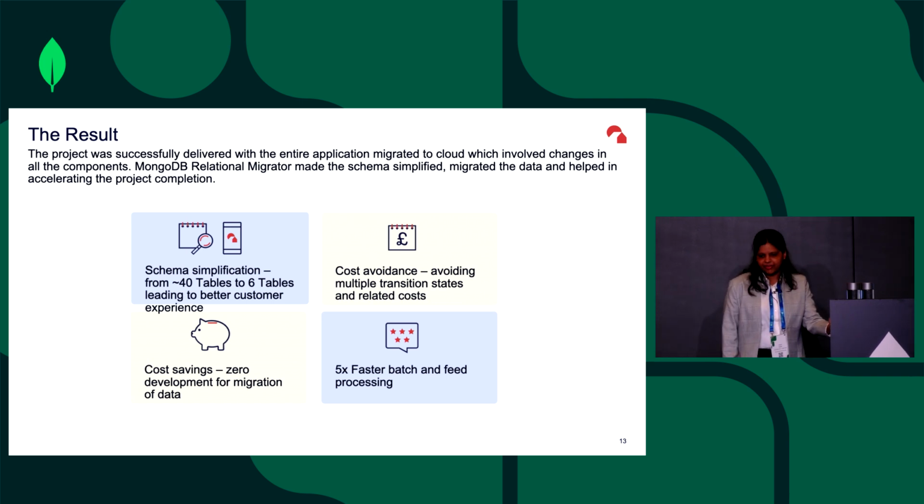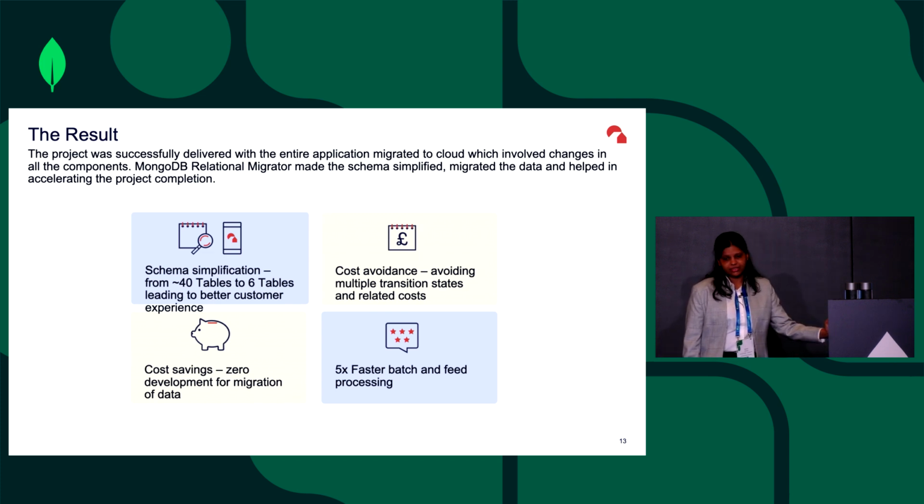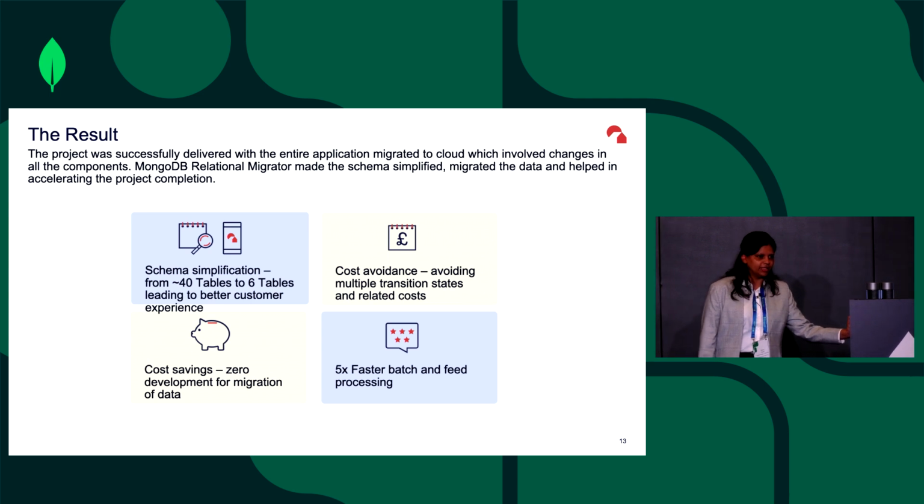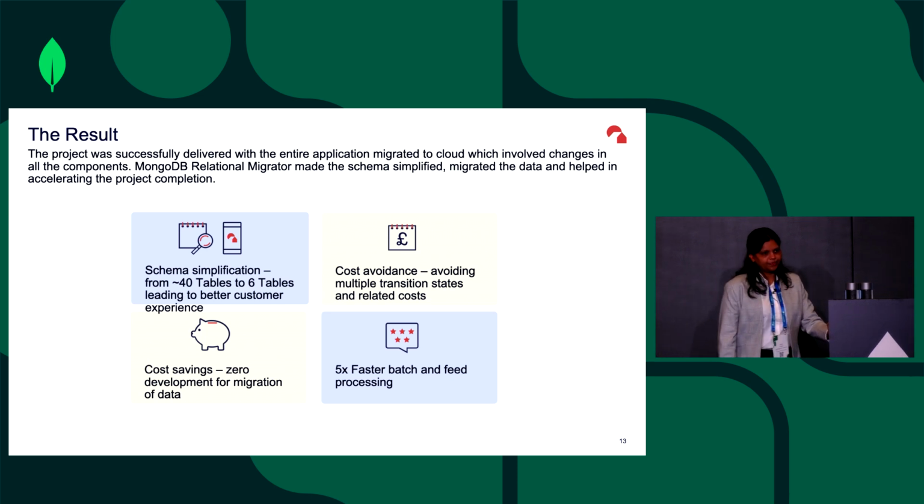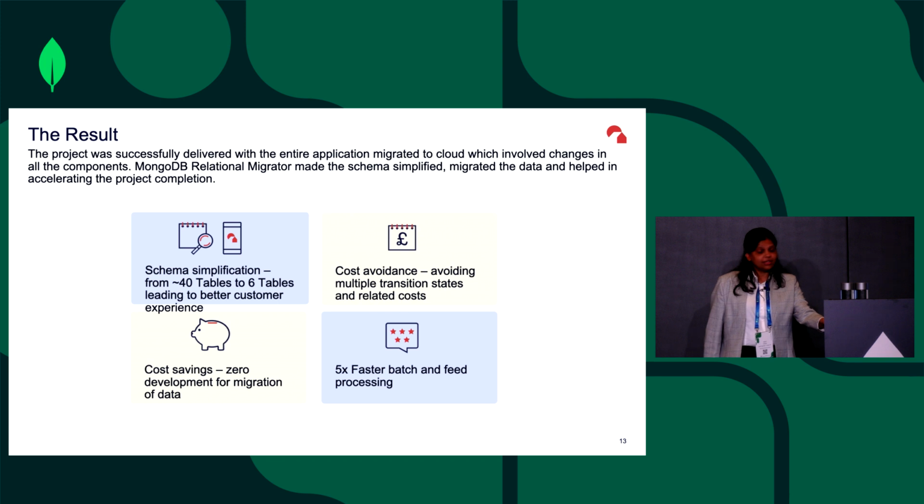MongoDB Relational Migrator made the schema simplified. It migrated the data and helped in accelerating the project completion. We didn't spend any time doing the data migration manually. It was all done by the Relational Migrator tool, and it was verified also with the Relational Migrator tool. As we see, the schema was simplified from 40 tables to 6 tables. Basically, we moved to 6 collections, which led to a better customer experience.